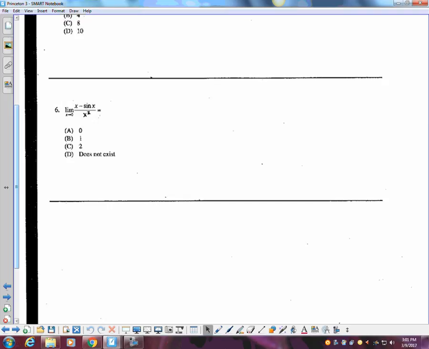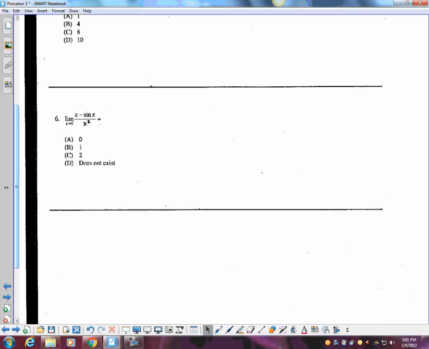Take the derivative of the top: 1 minus cosine over 2x. Still can't, can I? That's the cool thing about L'Hopital: you can go again. I can't plug a 0 in here. It would still make the bottom 0.